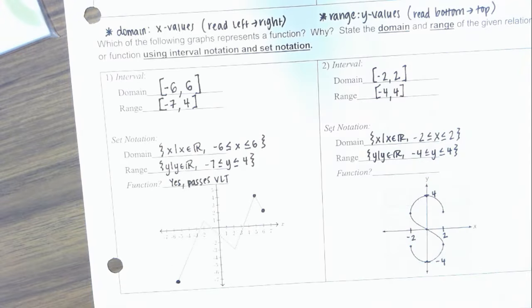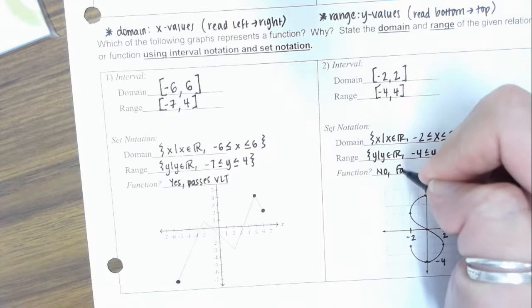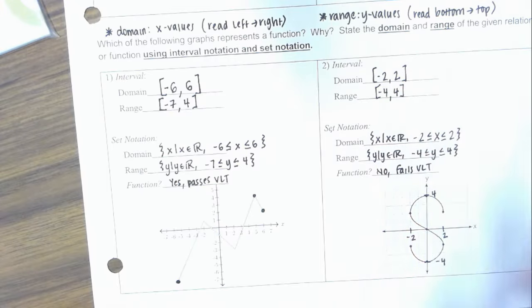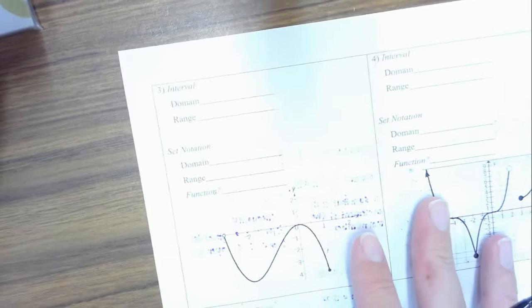Close my curly brackets. This is not a function. It fails the vertical line test. If I were to pass the vertical line through there, my graph would obviously be hitting that more than once. So that makes it not a function. All right, let's look at a couple more examples on the back.